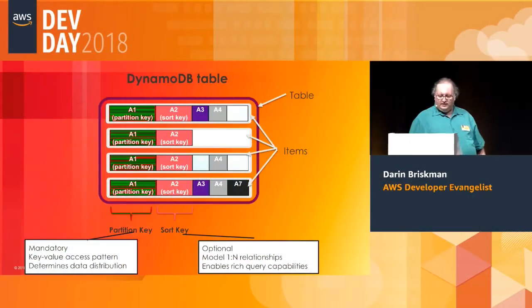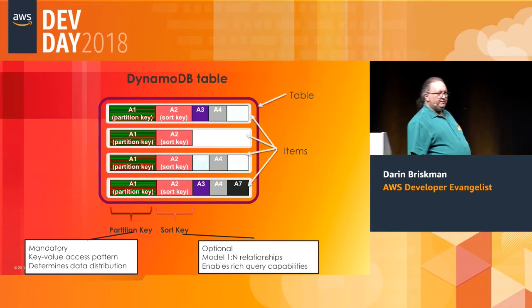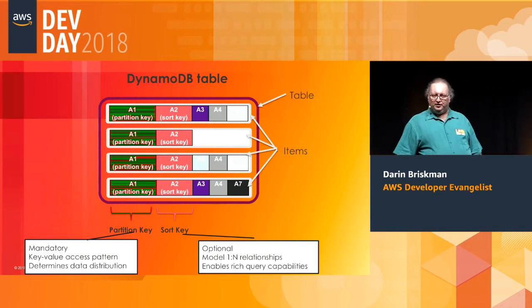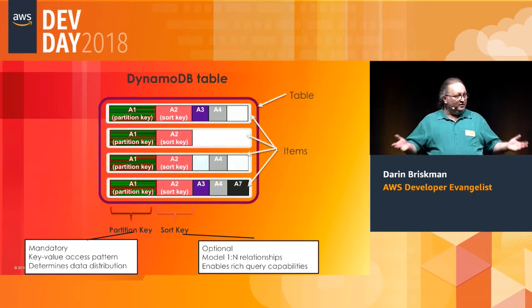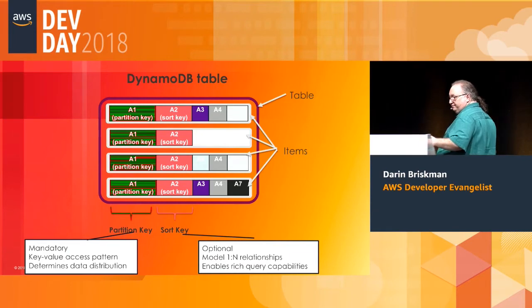So notice the first item has an A3 and an A4. The second item only has the partition and the sort key. Third item has different ones. Fourth item has different ones. You can have the information you need to have. So back to my earlier example, one of these can be a shoe, and another one can be a radio, and another one can be a book. So I can have different pieces of information, and they can coexist in the table.